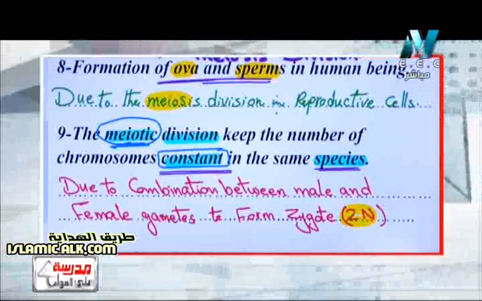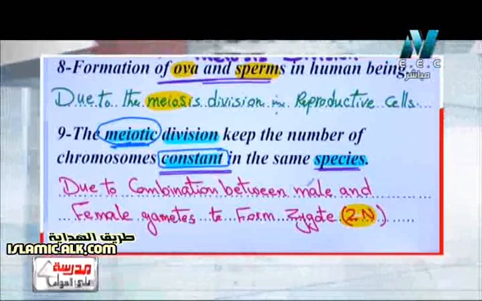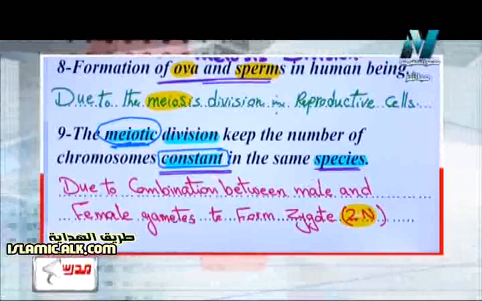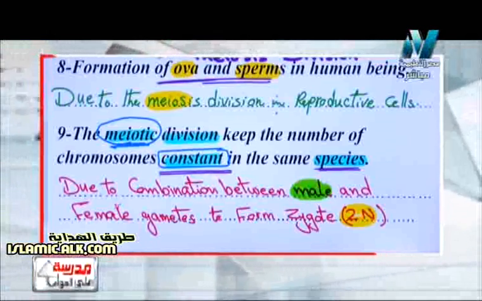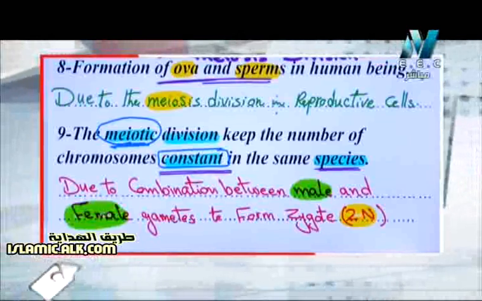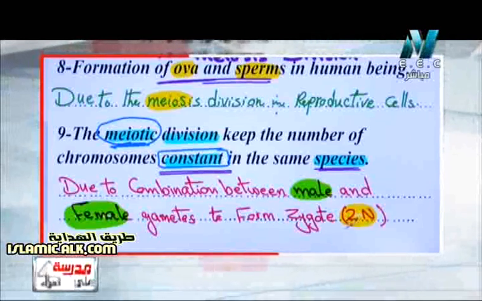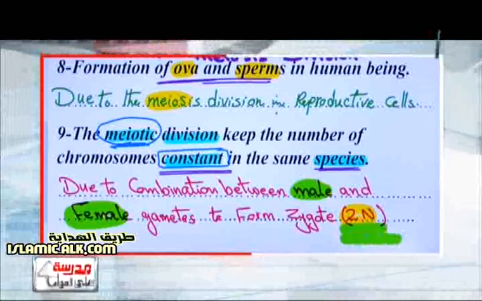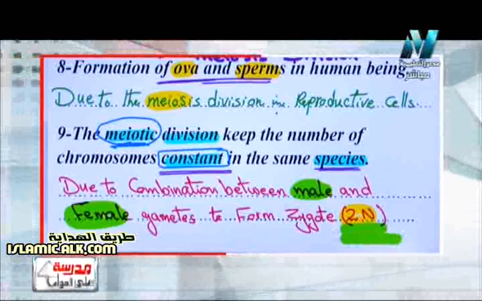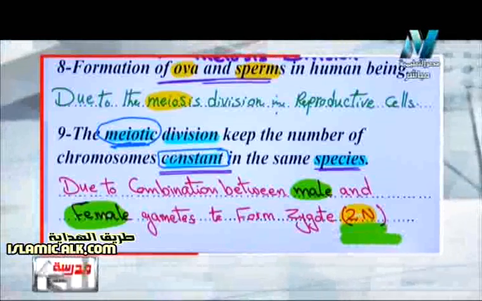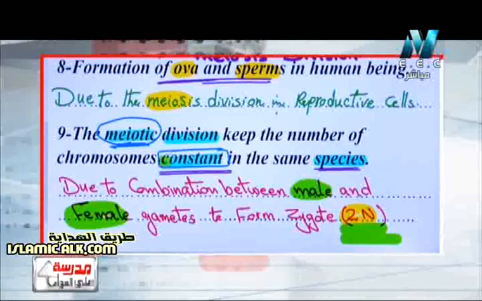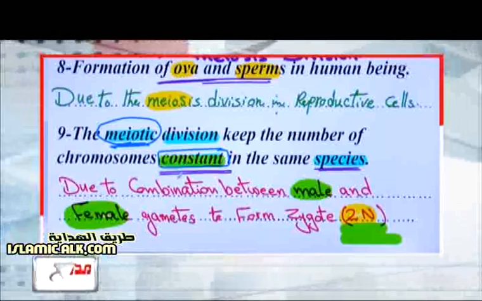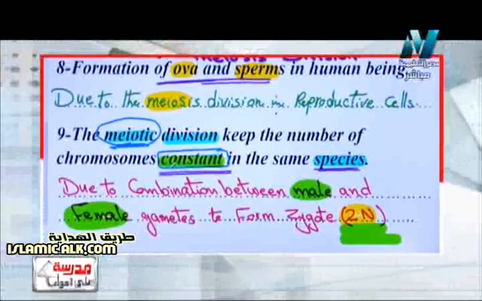So the combination between male and female gametes, male gamete and female gamete, forms what? A zygote. And the zygote has the complete number of chromosomes, so we have to keep our meiotic division keeping the number of chromosomes constant in every species on the surface of the earth.